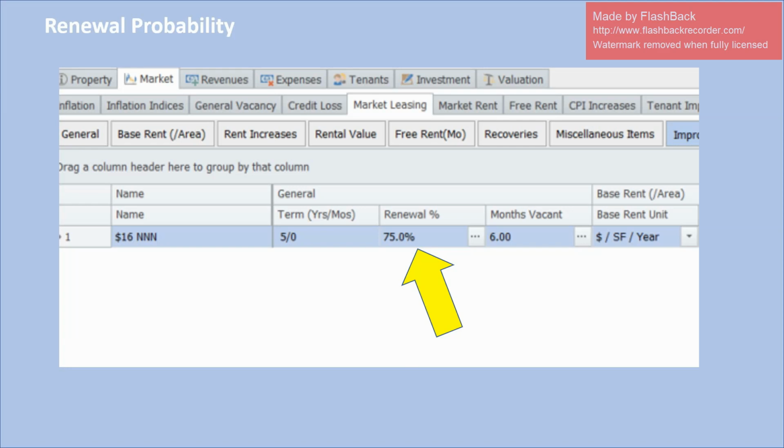Welcome back. Today I wanted to discuss something in Argus Enterprise and in commercial real estate financial modeling that can often be kind of tricky for people that are just getting started, and it can be kind of tough to wrap your head around in the beginning. And that is the way that the renewal probability that you put on an in-place tenant affects the leasing costs when that tenant expires, and the leasing timing.